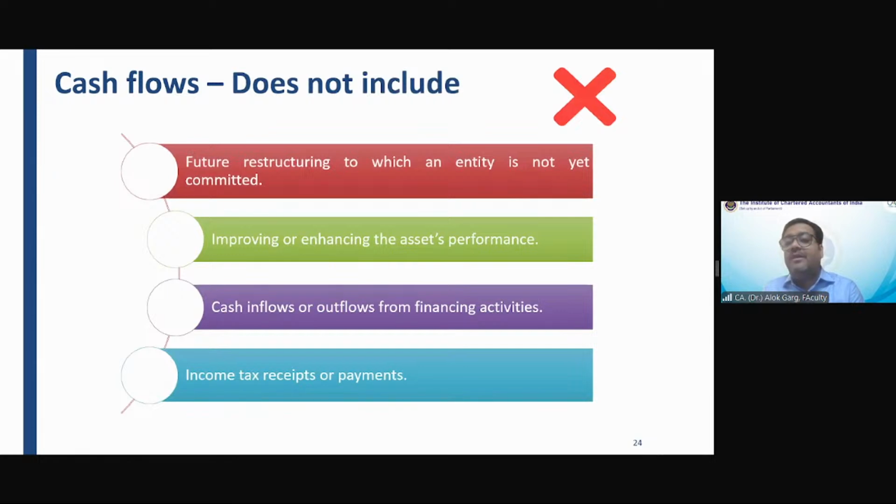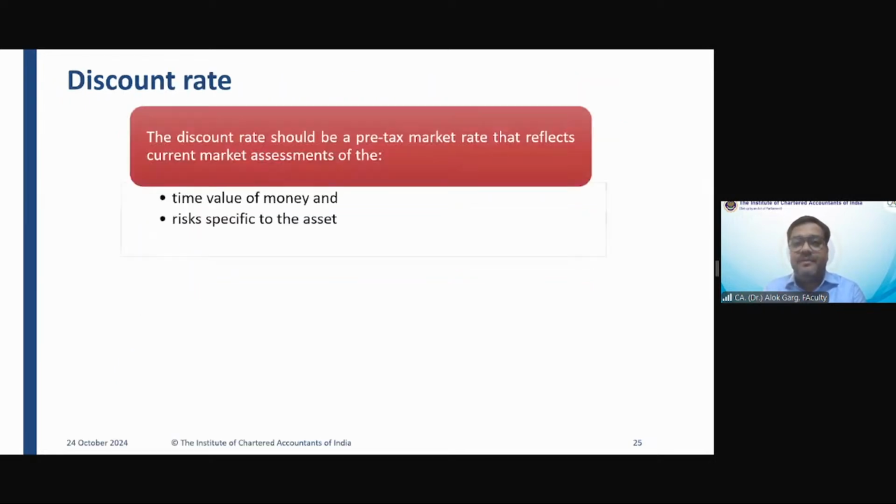What is not required to be included? For example, future restructuring. The company says, I own a fleet of 100 cars. In future, I will spend a huge amount on technology and my cars will become driverless cars, and I will be able to save the driver cost. This future restructuring and future technology should not be taken into consideration while computing the cash flows. Improving or enhancing the asset performance, cash inflow or outflow from financing activity, and income tax receipt or payment are not required to be included in the cash flow estimates. Discount rate we discussed.